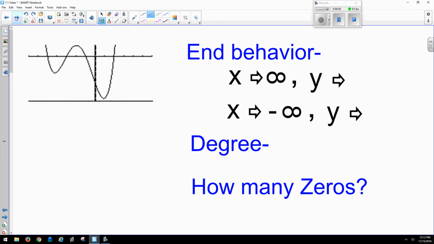So here's one for you to try. Just take a look at the graph, and I want you to figure out what the end behavior is. What are the y values doing as x approaches positive infinity? What are the y values doing when x approaches negative infinity? What's the degree? Remember what to look for. You can certainly refer to the previous slide. And how many zeros are there?